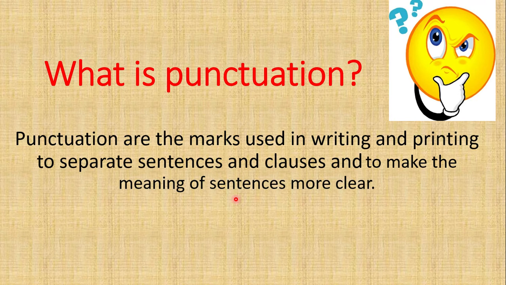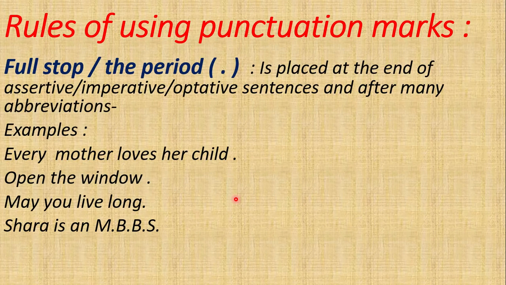Now let's start some rules of using punctuation marks. First of all, we use full stop. We use full stop at the end of a sentence. You know, whenever the sentence ends, we use a dot, and this is called full stop. When the meaning of a sentence is clear, অর্থাৎ একটি সেন্টেন্সের যখন সম্পূর্ণভাবে শেষ হয়ে যায় তখন আমরা full stop ব্যবহার করি.